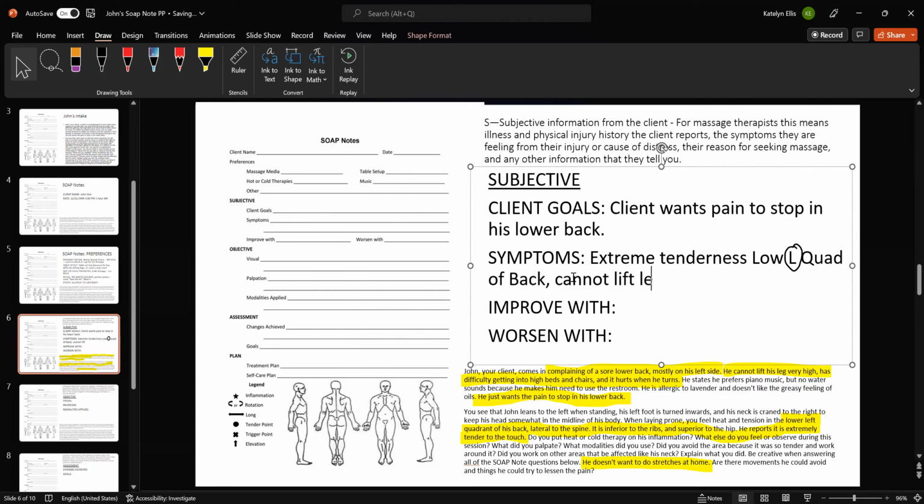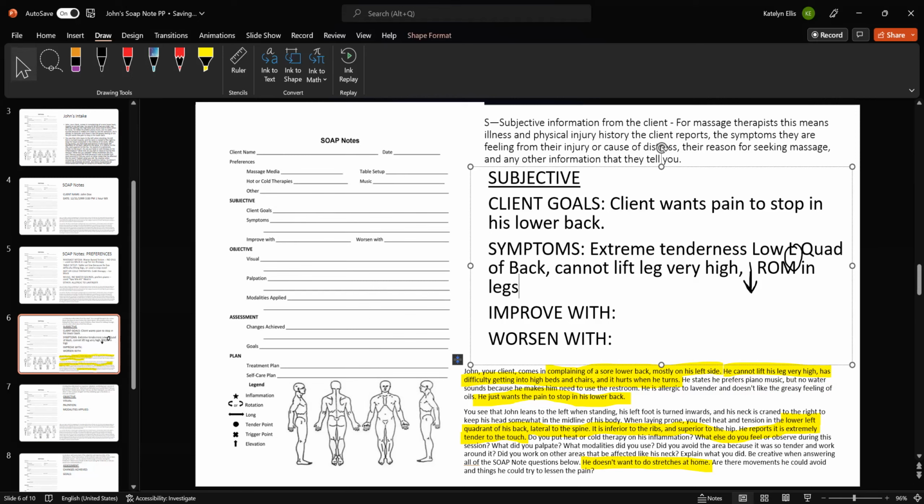Cannot lift leg very high. So we're going to put a downward arrow for decreased. And we're going to put ROM for range of motion. Okay. So I'm going to put decreased range of motion because he cannot lift his leg very high. But I'm going to specify that he can't lift his leg, not just put decreased range of motion and not know what body part I'm talking about. I'm going to follow up with leg or legs because it's probably both if he's complaining about it, right? Who knows? This doesn't say. So you could say only in his left leg or both legs.